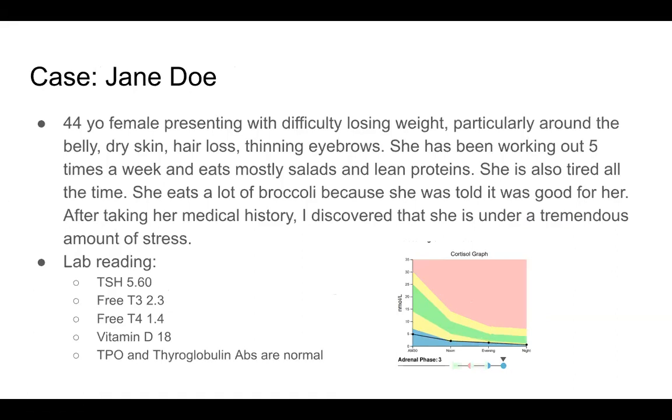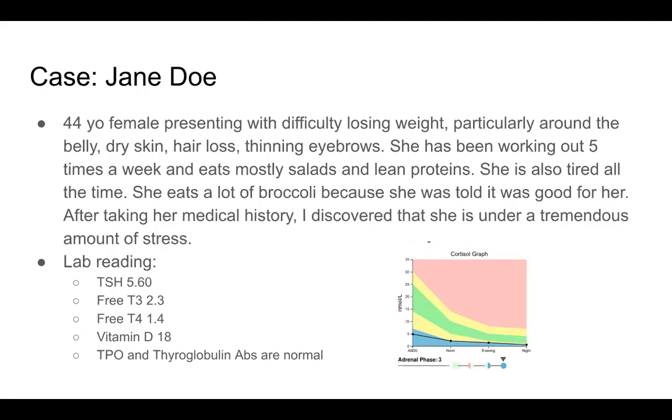So anyways, here is a case that I have worked with, a 44-year-old female. She's having difficulty losing weight, particularly around the belly. She says her skin's been really dry, and she has hair loss and some thinning around the eyebrows. She works out a lot, 5 times a week, and eats mostly salads and lean proteins. She's just tired all the time. She eats broccoli because she's been told it's good for her.